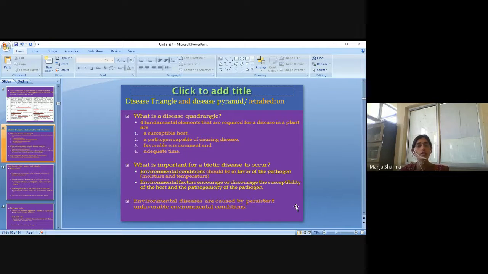First, what is important for a biotic disease to occur? Environmental conditions should be in favor of the pathogen, like moisture and temperature. Secondly, environmental factors encourage or discourage the susceptibility of the host and the pathogenicity of the pathogen. Then, environmental diseases are caused by persistent, unfavorable environmental conditions.